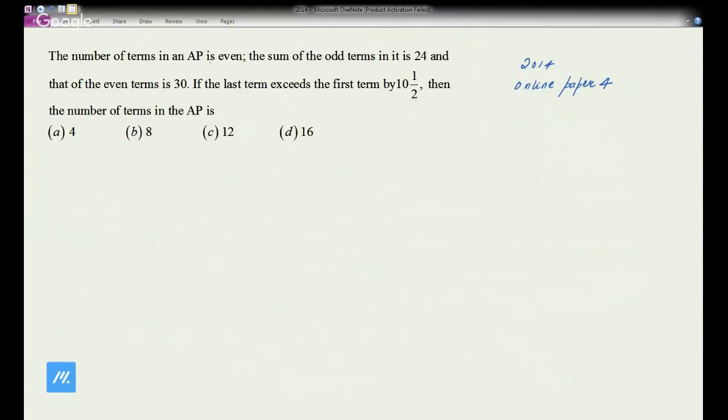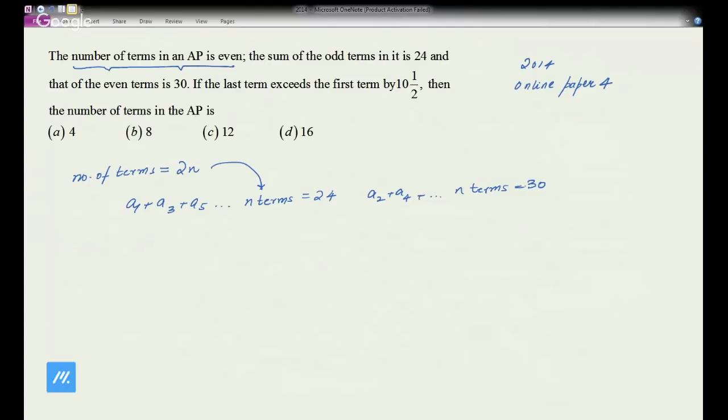The number of terms in AP is even. So whenever number of terms is even, again a good question where I can teach you something, let's assume the number of terms, never take n, let it be 2n. The sum of the odd terms, a1, a3, a5, will be n terms because the total number of terms we have assumed to be 2n is given to be 24. Sum of even terms is given like a2, a4, and up till again this will be n terms. Solve questions like this: whenever even number of terms are given, always take it 2n. If the last term exceeds the first term by this, so that means a2n minus a1 is given to be 21 by 2. This is also given.